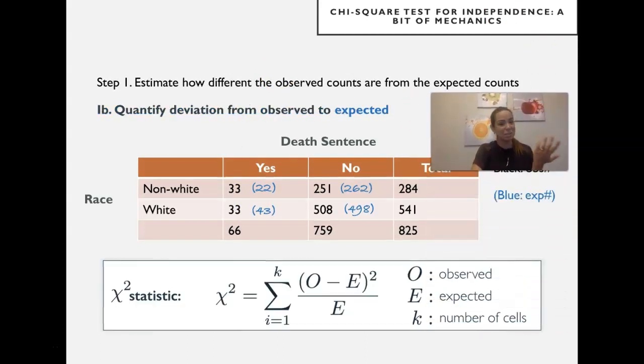And the formula is the same as before. We compute observed minus expected, we square it, and we divide by the expected, and we do the same for each one of the cells. We sum all of it, and after we sum, we have the chi-square statistic that we need to take to the right chi-square distribution to compute the probability of seeing that under the assumption of independence.